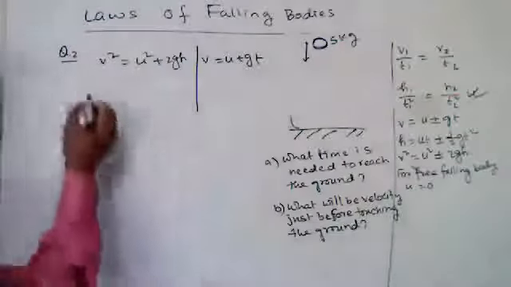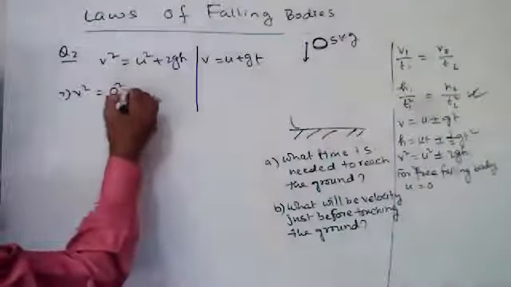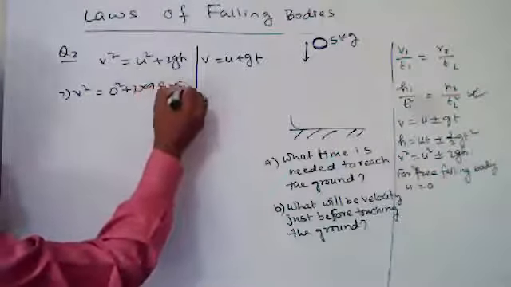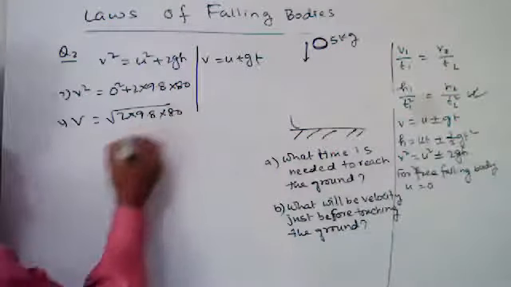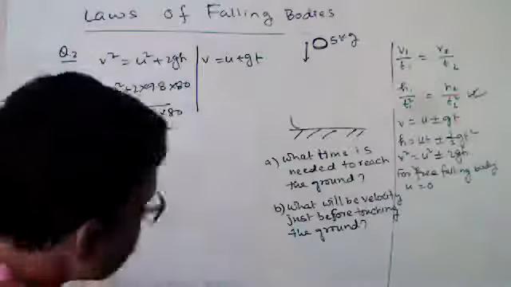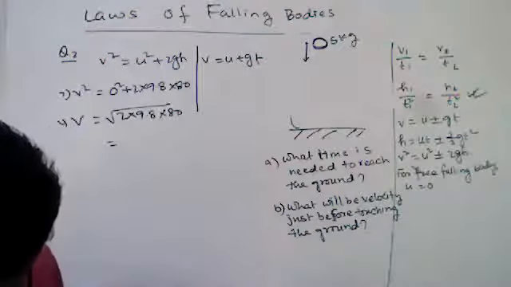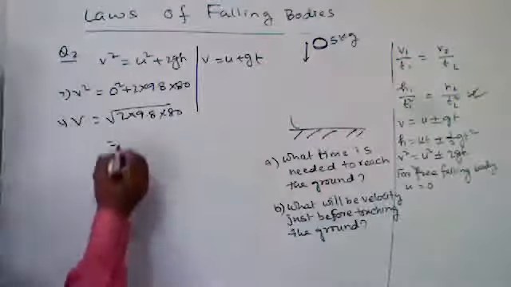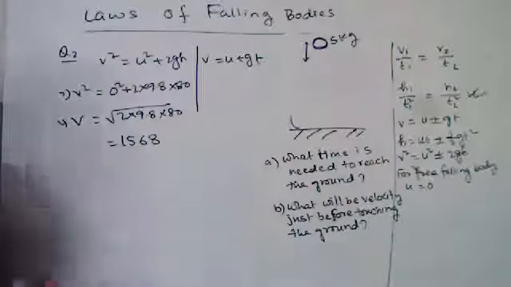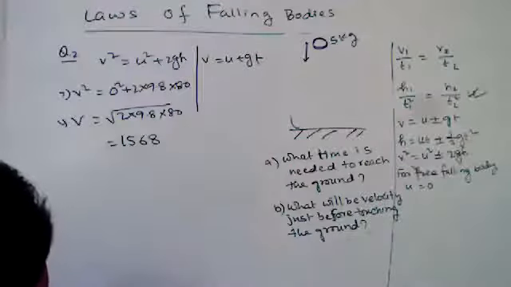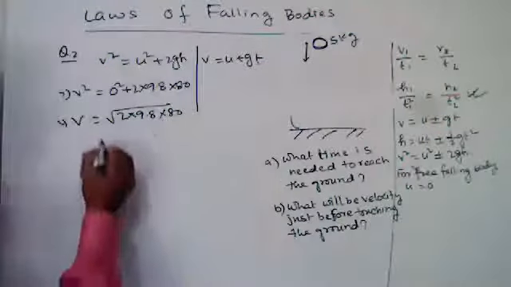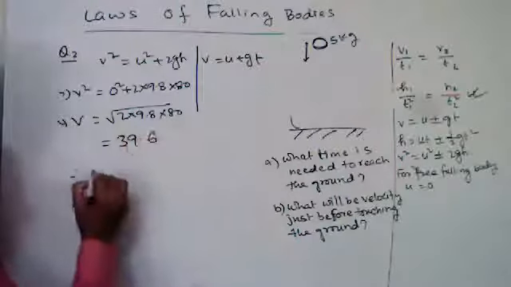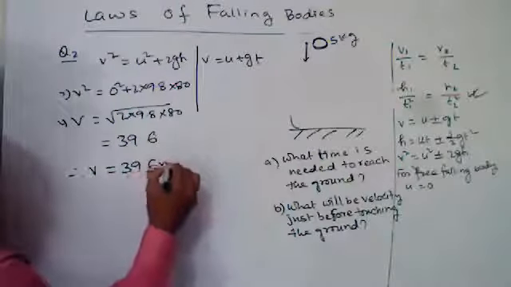v squared equals u squared plus 2 into 9.8 into 80. So v equals the root of 2 into 9.8 into 80. So it will be 1568, the root of that. 39.59, that means 39.6. So v will be 39.6 meters per second.